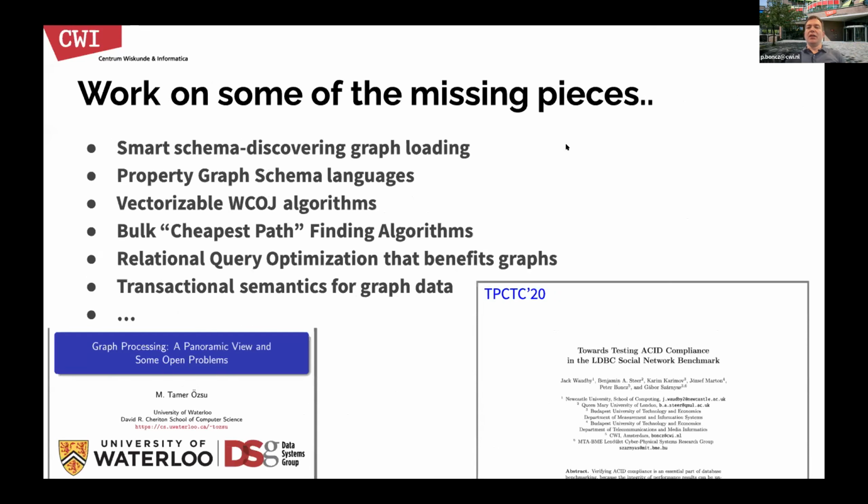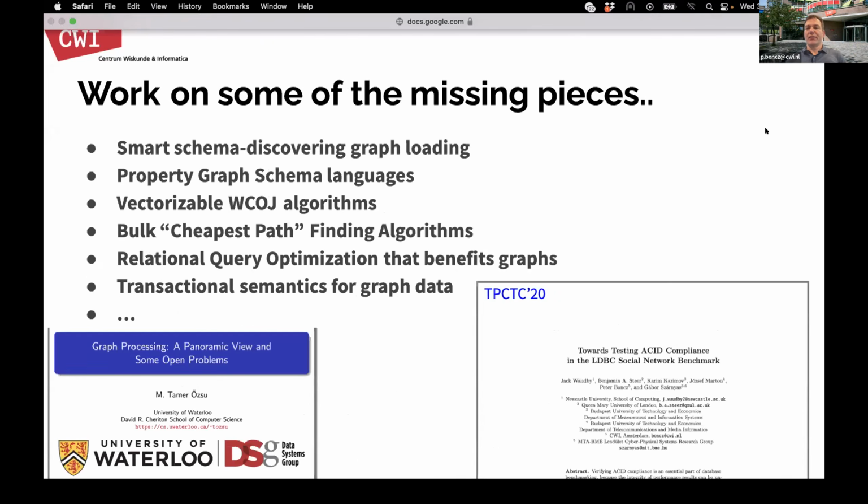So this leads me to the last slide on the architecture, because there are many things that have not necessarily been decided, or where the optimal solution or a good solution is not necessarily known. So this is also where you could possibly do research. You could, for instance, work on this smart schema discovery and loading for property graphs. That would be an interesting direction to work in. You could work on property graph schema languages like the LDBC working group does.